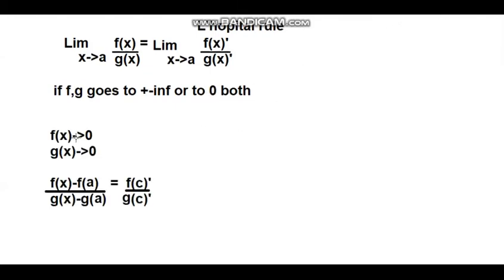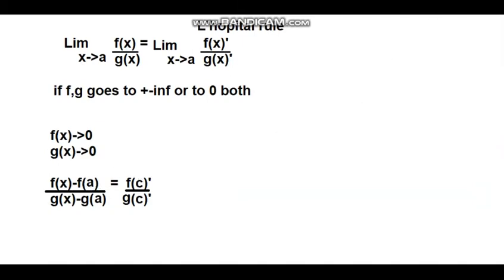So functions f and g have derivatives. It means they're continuous. So it means that if f(x), where x goes to a, goes to 0, then f(a) is 0. This fraction is the same as this fraction, because f(a) and g(a) are both 0. But by the Cauchy theorem, we can say it is f prime of c over g prime of c, where c lies between x and a.